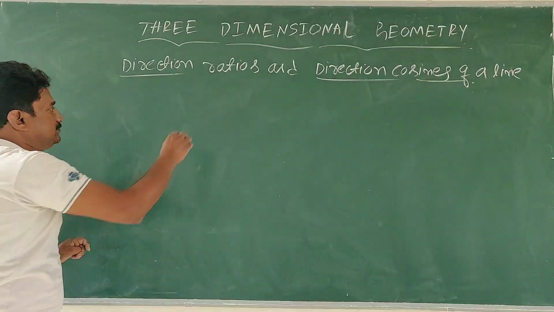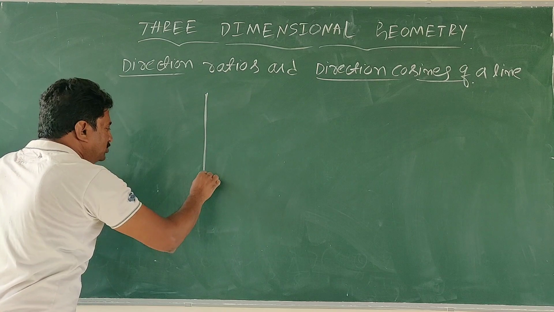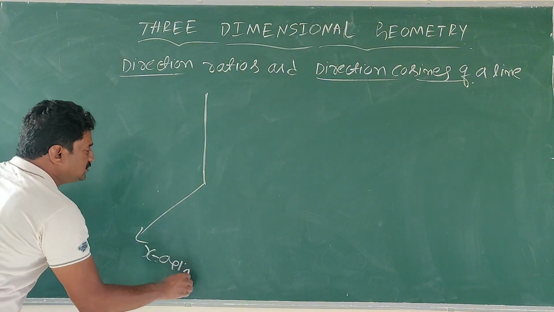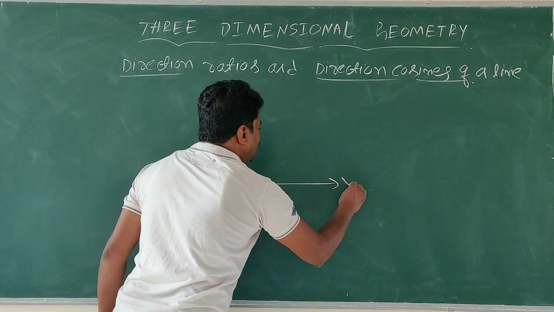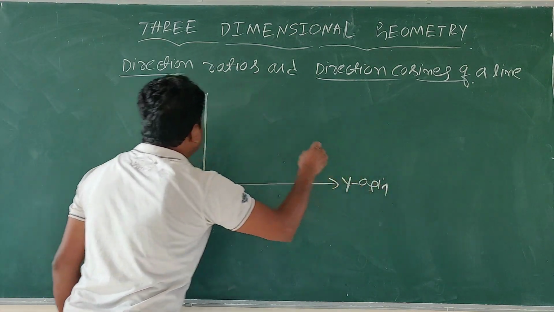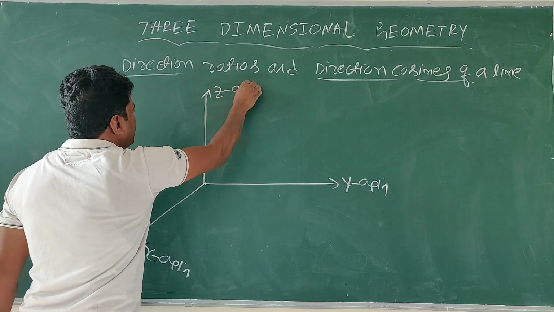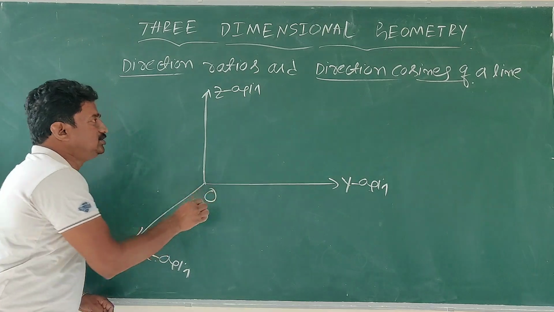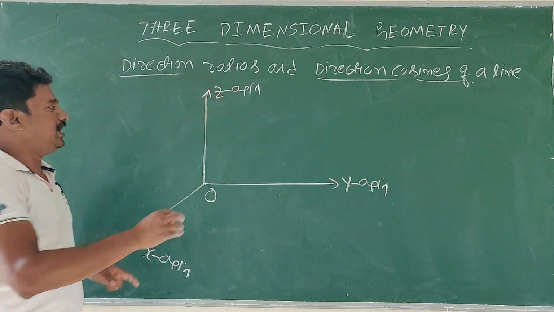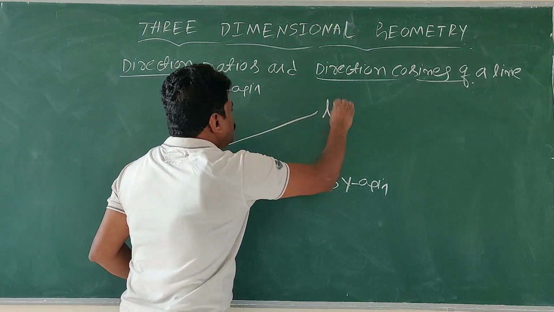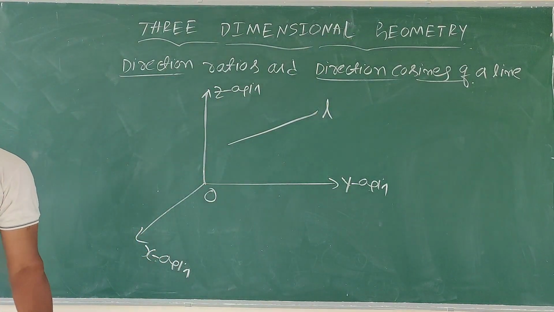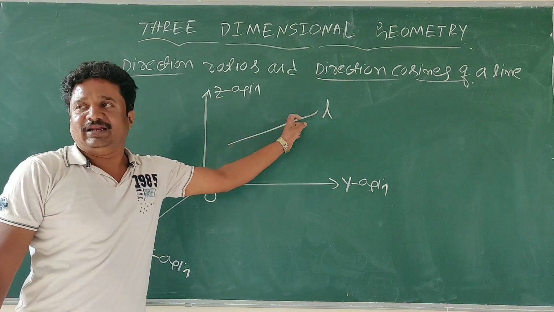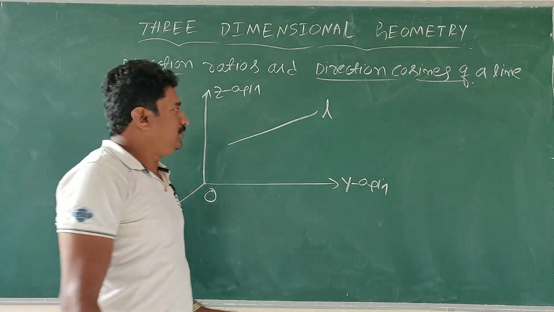Look at this, students. 3D, three-dimensional geometry, x-axis, this is y-axis, this is z-axis, x-axis, y-axis, z-axis, origin. Let us take a line L. Usually in 3D we represent lines by the symbol L. L means line.